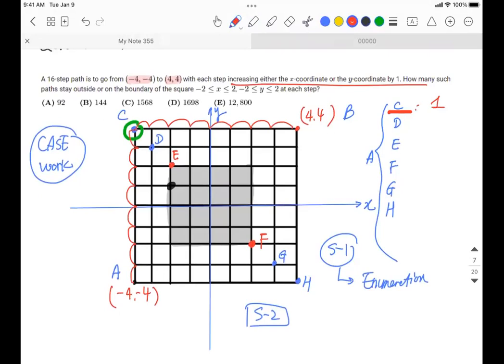Okay. If that's the case, who can tell me how many ways I can get from A to B through D point? If you can't answer this question right away, maybe let's break it into 2 steps. How many ways you can get from A to D? How many ways you can get from D to B? Who can tell me?